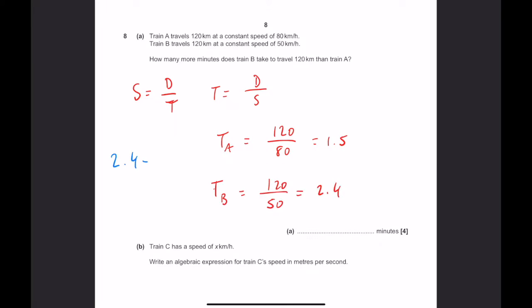So 2.4 minus 1.5 is going to be 0.9, and that is 0.9 hours. If we multiply that by 60, we're going to get 54 minutes. So that is going to be our answer.